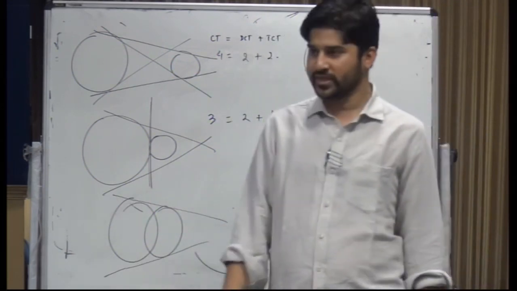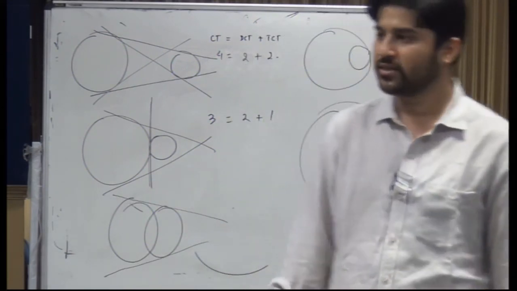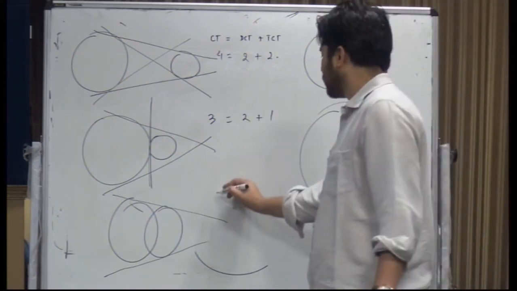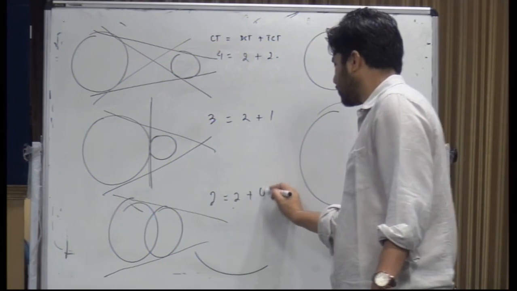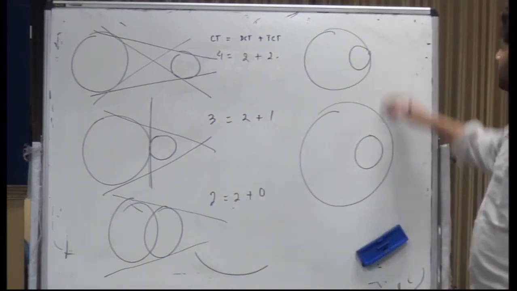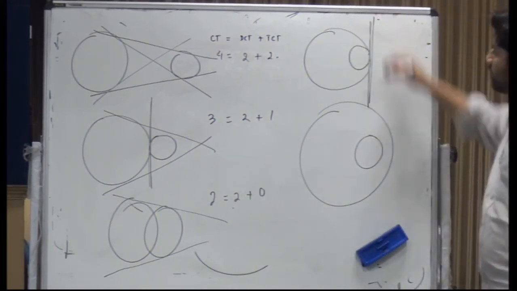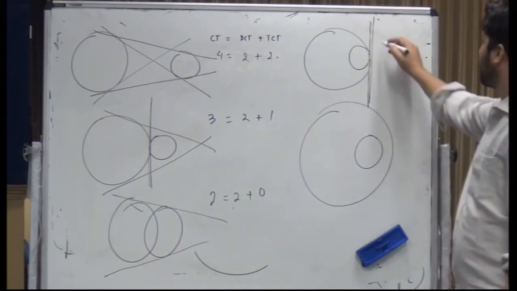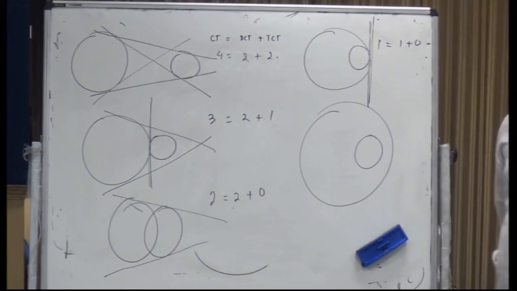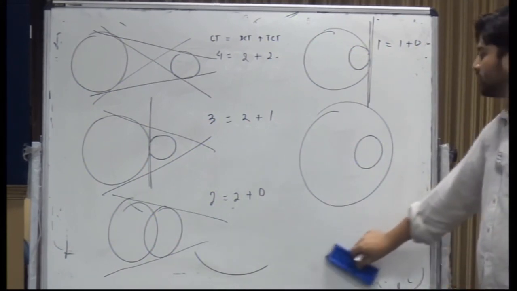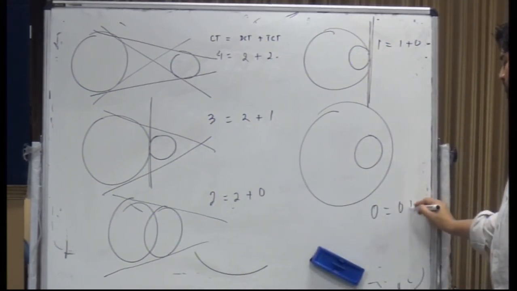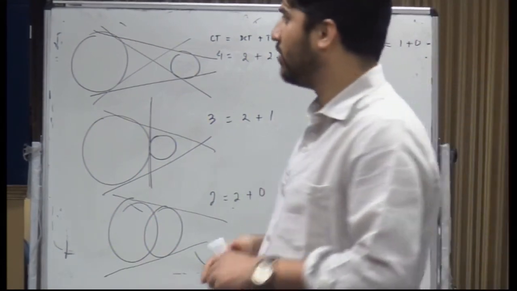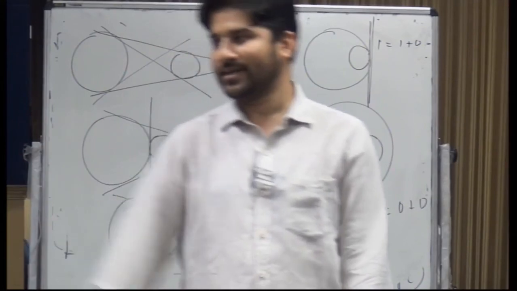Right? You see how many tangents? 2. When circles intersect at 2 points, how many common tangents? 2. And both are DCT. So 2 is equal to 2 plus 0. Now how many common tangents do you see? What is it, DCT or TCT? DCT. So 1 is equal to 1 plus 0. And how many common tangents here? Okay? We'll explore how to find the lengths of all these common tangents in the next class.